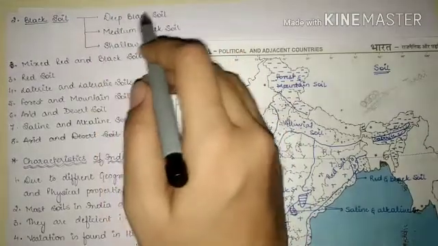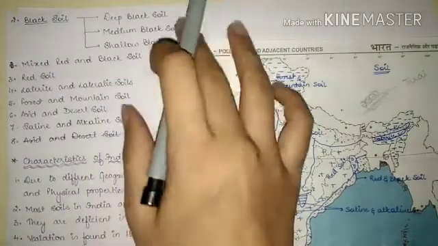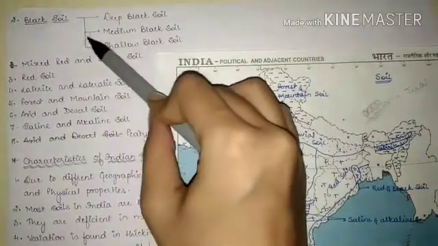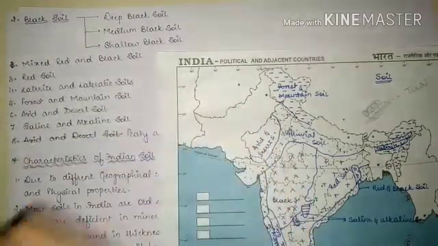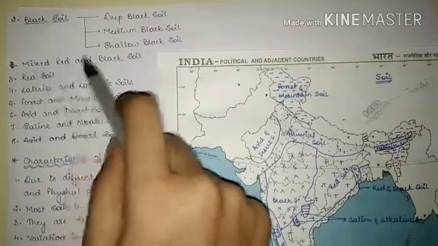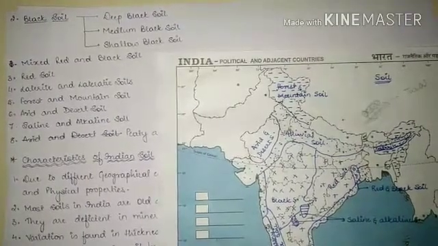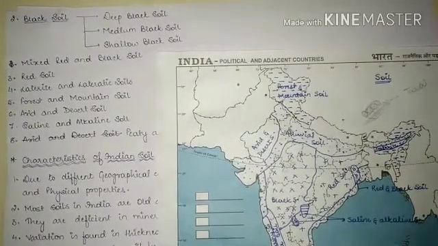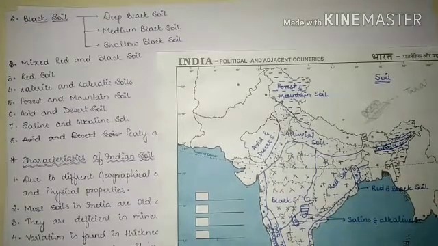Now black soil, like alluvial soil, is also divided into three subcategories. The first one is deep black soil, second is medium black soil, and lastly we have shallow black soil. Now there is a transition between black and red soil, so this is mixed red and black soil. You can take it in any category, black soil or red soil. Now this black soil is found in the region of Maharashtra, Madhya Pradesh, and some parts of Karnataka and Telangana, then Andhra Pradesh, Gujarat, and Tamil Nadu.